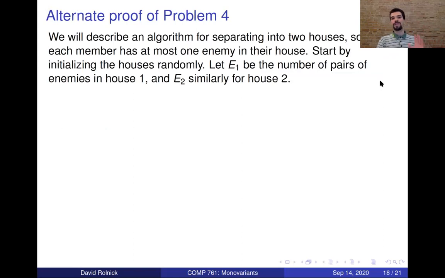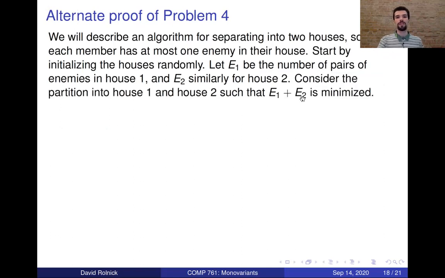We'll describe an algorithm for separating into 2 houses so that each member has at most 1 enemy in their house. Start by initializing the houses randomly. Let E1 be the number of pairs of enemies in house 1 and E2 similarly for house 2. Consider the partition into house 1 and house 2 such that E1 plus E2 is minimized. You've minimized the number of total enemies within houses.